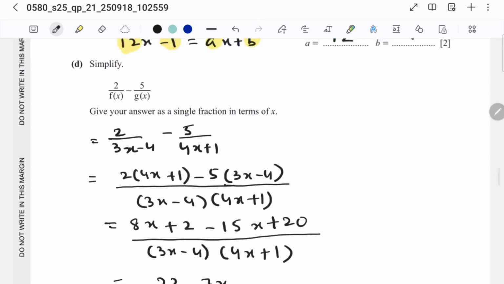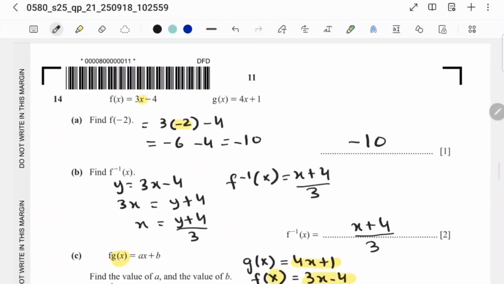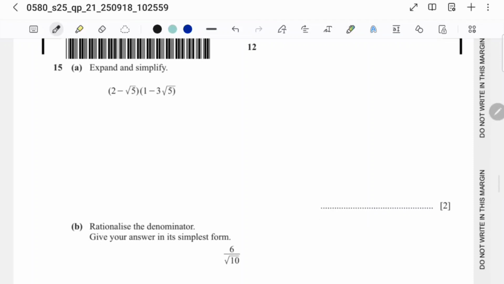Alright, so that was 14. Completed the 14th question. Moving to the 15th one. Third question. In 15th question, expand and simplify 2 minus square root 5 and 1 minus 3 square root 5.